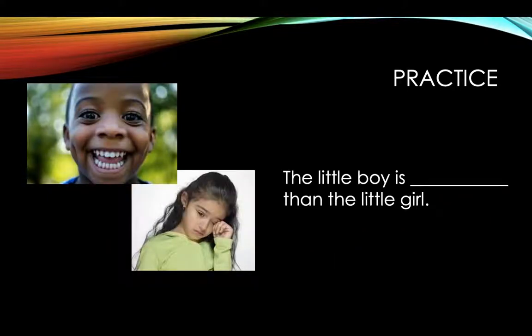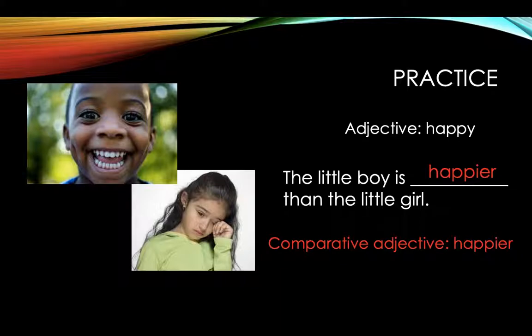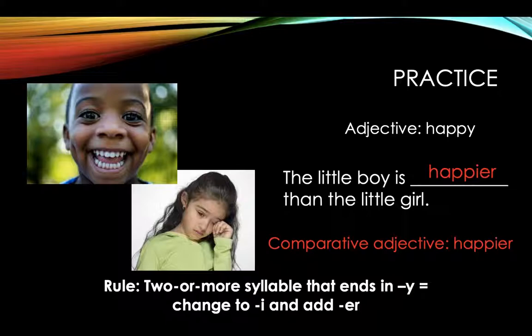The next one, we have a little boy on the top who's smiling, and at the bottom we have a little girl that's crying. So the sentence says the little boy is blank than the little girl. The adjective I want to use is happy. So it becomes happier. My comparative adjective would be happier with an IER at the end. And the rule is two syllables that end in Y, change Y to I, and add ER. So HAPPIER. The little boy is happier than the little girl.